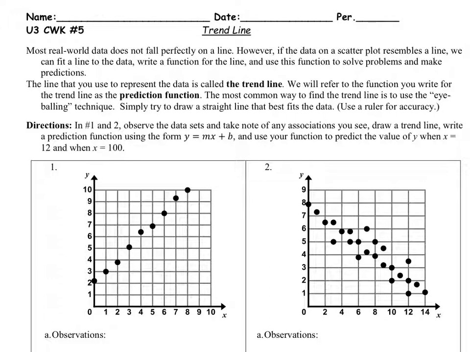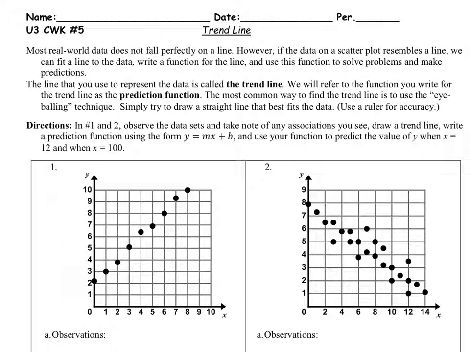So simply try to draw a straight line that best fits the data. Use a ruler for accuracy. You may use a ruler if you'd like. If your straight line looks like that, well, that's no good. We don't want it to look like that. But something like that is still kind of sloppy. So just be careful. We're not really looking for perfection, but it shouldn't be sloppy looking.